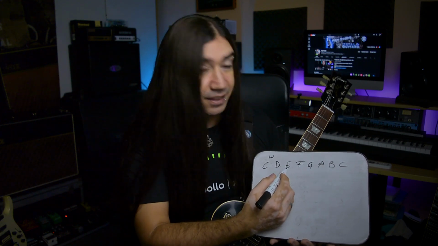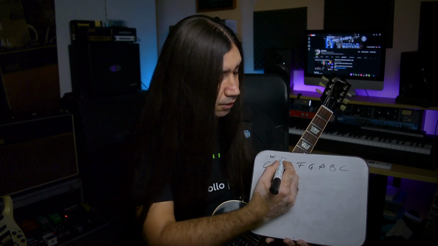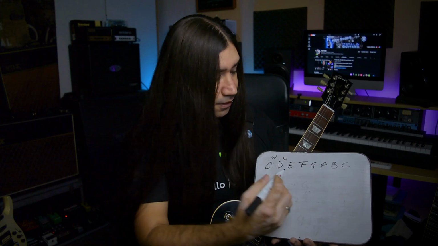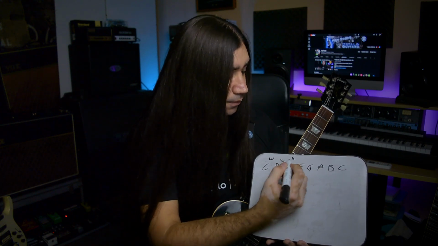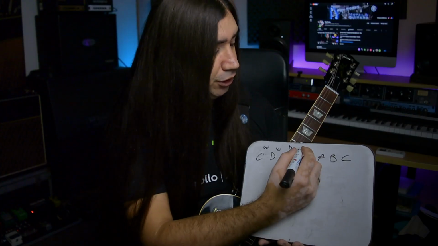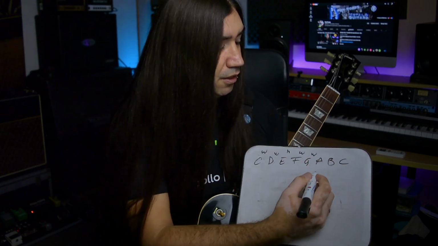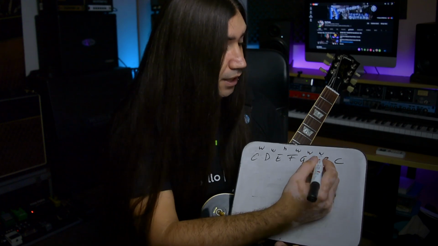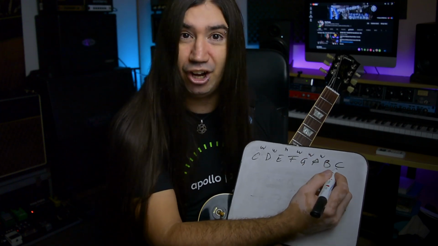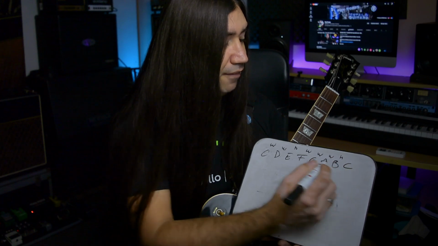Then between the D and the E, we have another whole tone, another W. Then from E to F, we have half a tone. That's one fret. Then from F to G, we have another whole tone. Then from G to A, another whole tone. Then from A to B, another whole tone. And then from B to finish it off and get to C, we only have the one half tone.